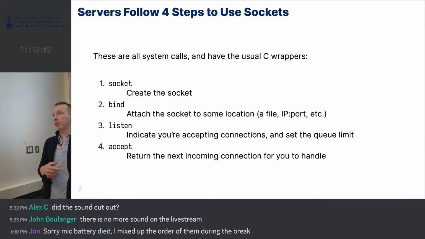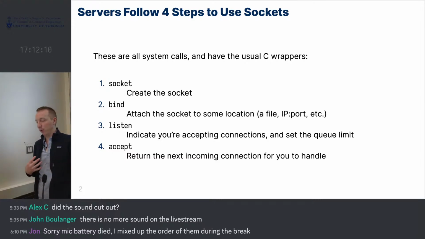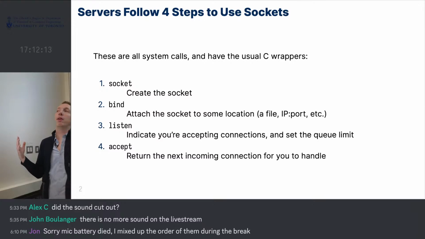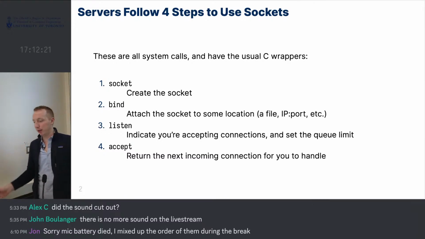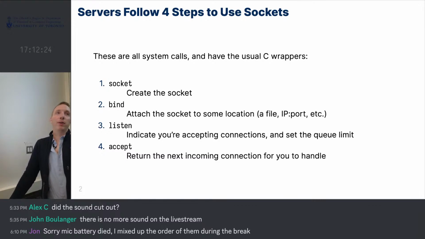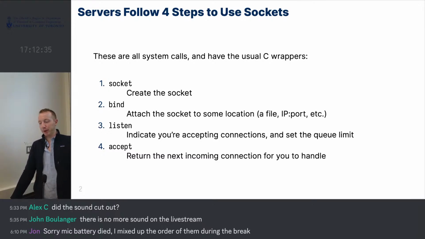So if a server is using a socket, it has to follow 4 steps, and this is the most complicated, the most number of steps you have to do to use a socket. So they're all system calls. They have all the usual C wrappers, so if they fail, they return -1 and they set errno. Like every single function we've pretty much seen that's a system call. So the first step is a socket system call, and that, unsurprisingly, creates a socket, and it returns you a file descriptor. So we'll see what the arguments to that are later, but all we have to know right now is you create a socket, and then step 2 is you bind the socket to some location.